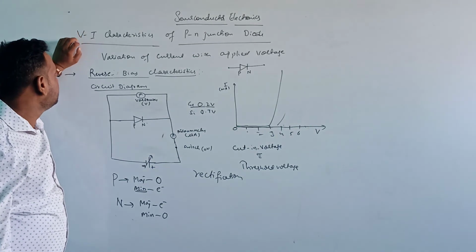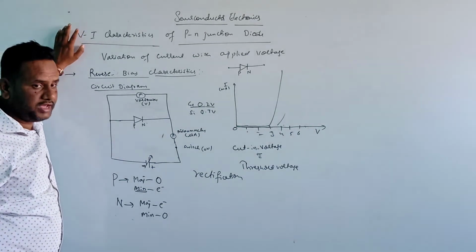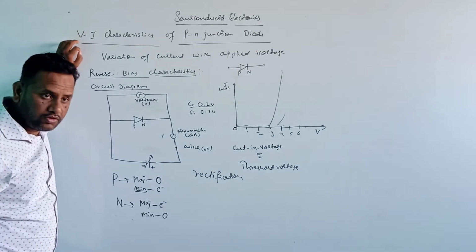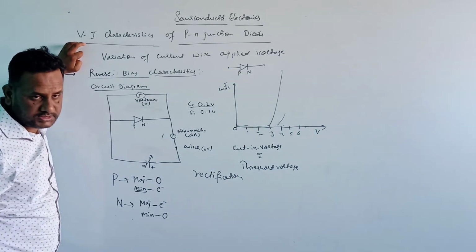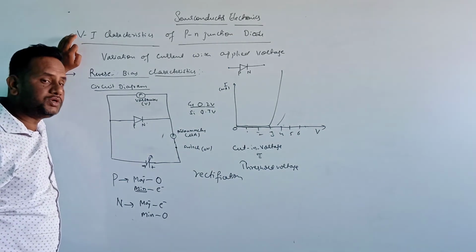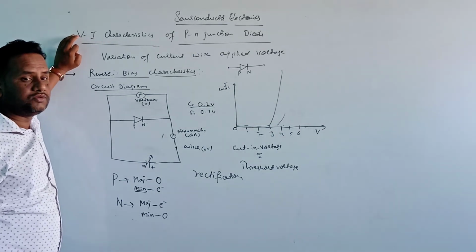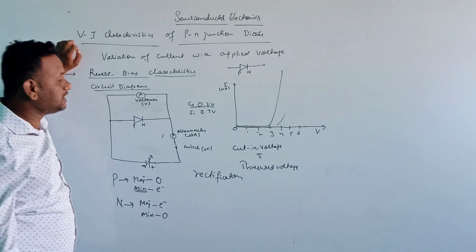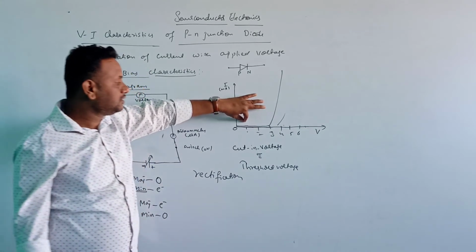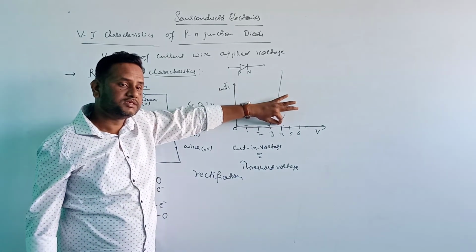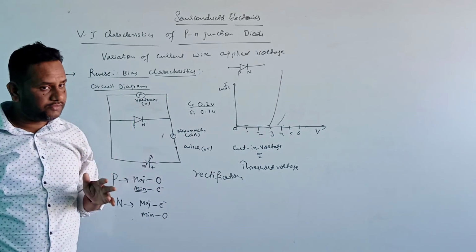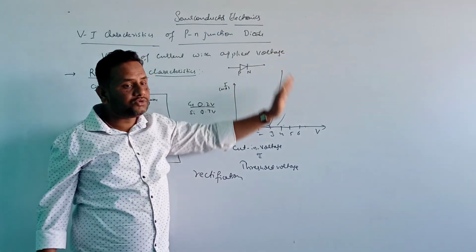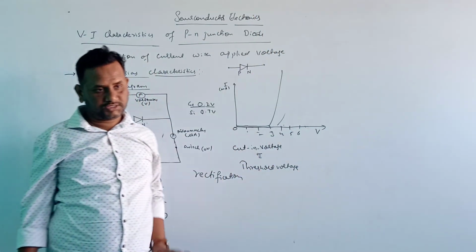Okay, so in today's class we have discussed the VI characteristics, means voltage and current characteristics of PN junction diode under forward bias and under reverse bias. In forward bias we have noted that when we noted the values of voltage and current for different voltage, it is observed that the current for a certain value of voltage is going to be remaining same, but after some certain value of voltage the current is exponentially increasing. For that voltage we are calling it as the threshold voltage.